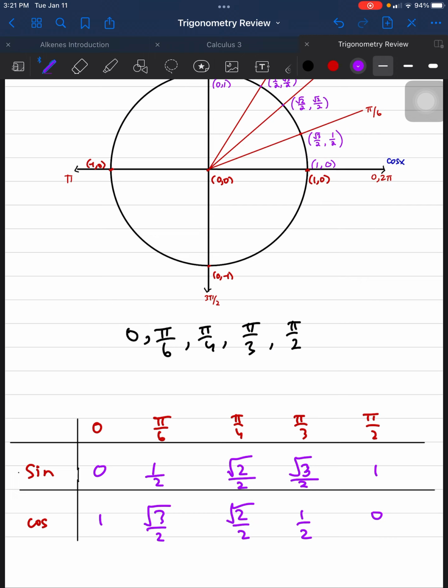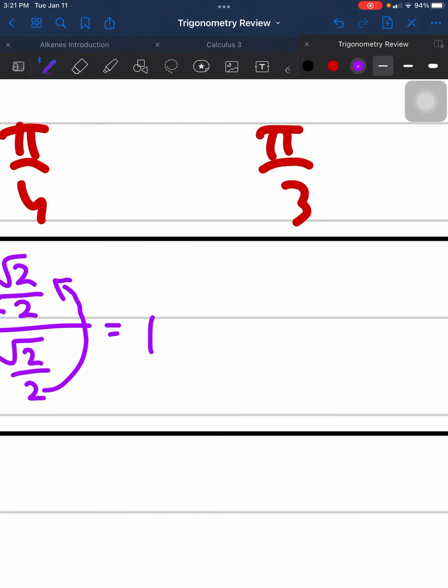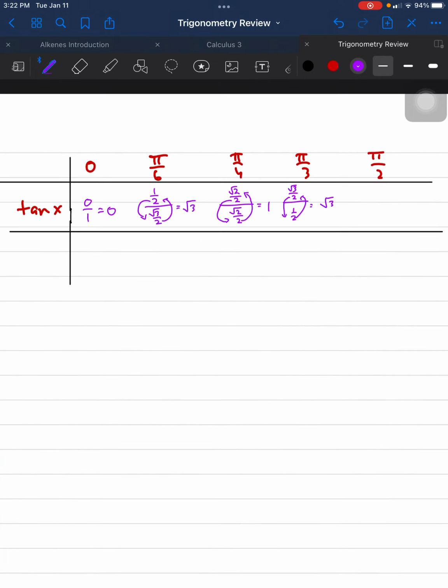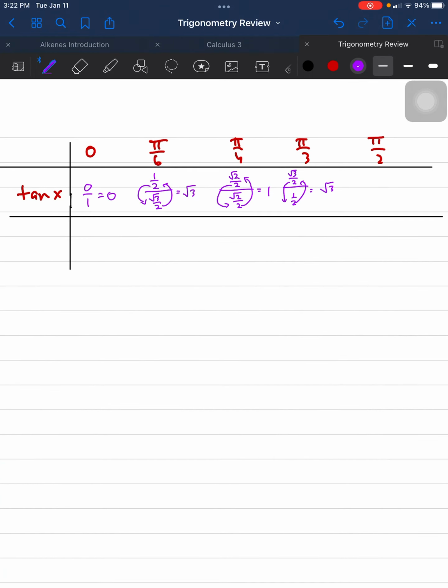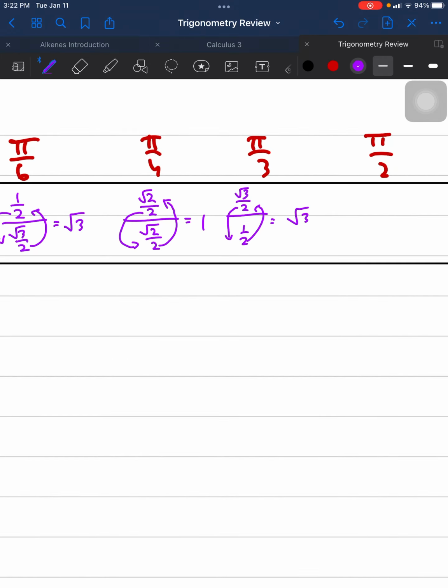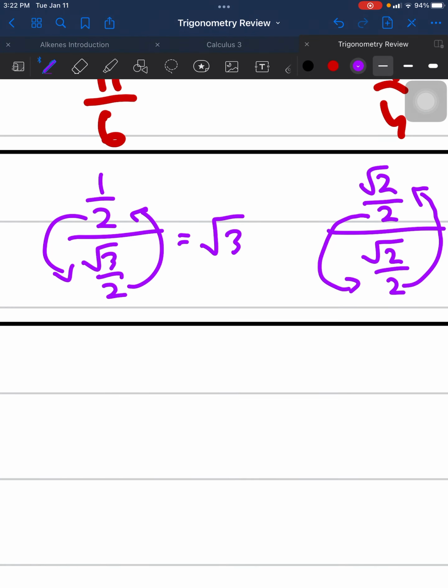For pi over 3, we do the same thing. Sine of pi over 3 is radical 3 over 2. Cosine of pi over 3 is 1/2. So we do the same thing here. Radical 3 over 2 over 1/2. This flips up and this flips down. So we get radical 3 right here. We get radical 3 over here.